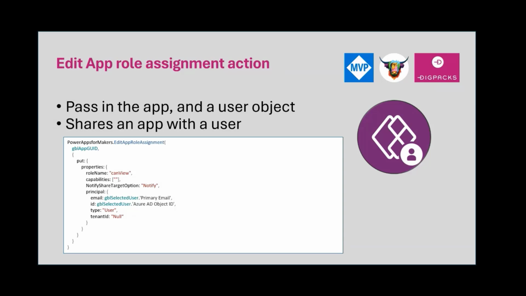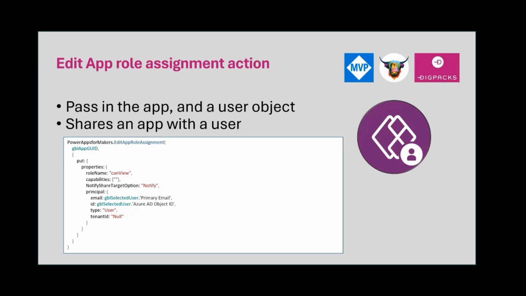We then have notify share target option. We can pass in notify, or we can pass in an empty string. If we pass in notify, the user will get an email at the end to say Stuart Baxter has shared this app with you. And last but not least, we pass in our principal object here from the relate action that we looked at before, GBL selected user, .primary email in our email field, Azure AD object ID from our ID field. We could also pass them in from the Entra ID table, passing in slightly different values, but from a Dataverse perspective, we would use primary email and Azure AD object ID.